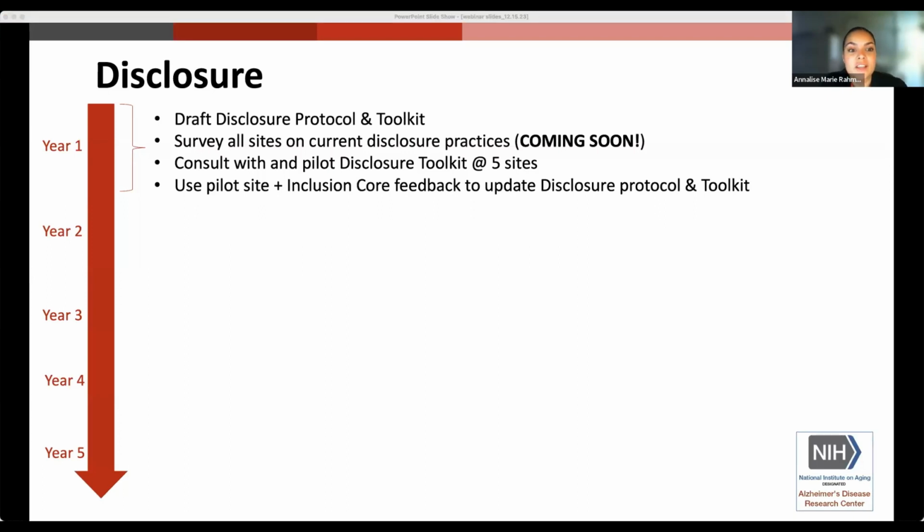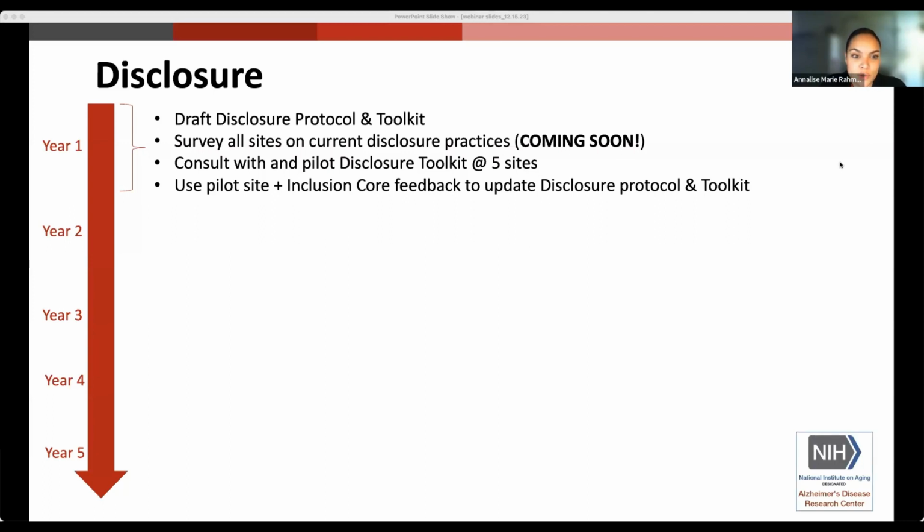We will also be consulting with and piloting this disclosure toolkit in this first year with 5 sites. I want to note that we are really intending to select sites who are diverse in terms of the communities that they serve, the locations, geographically, expertise at each site, because we do want to have sort of a representative sample of the potential sites that might be participating. We'll then use that pilot site toolkit feedback, as well as feedback from the Inclusion Core led by Monica and Ozioma, to update this disclosure protocol and toolkit.